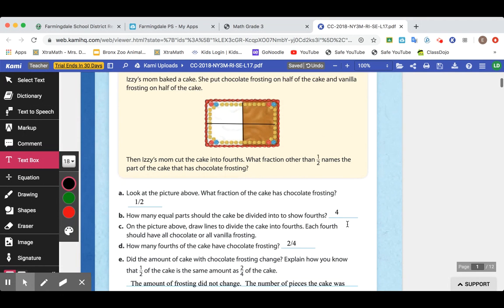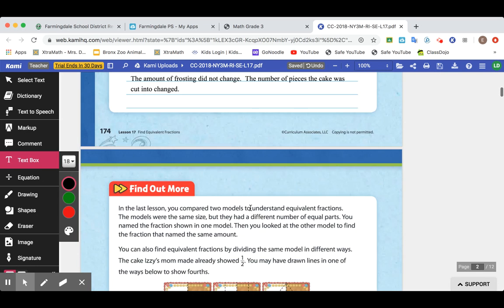So we started out, remember, half vanilla, half chocolate. We just made this cut. Okay, I put this line here. It was kind of already there with the vanilla and chocolate. And we saw that instead of it being 1/2, it became 2/4 chocolate. But it's the same amount. It's just that we've changed the number of pieces.